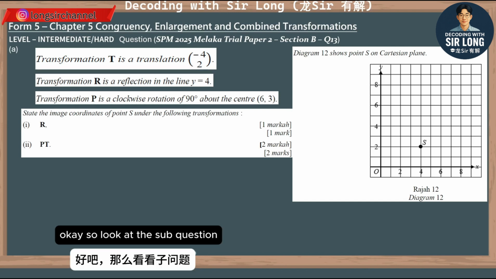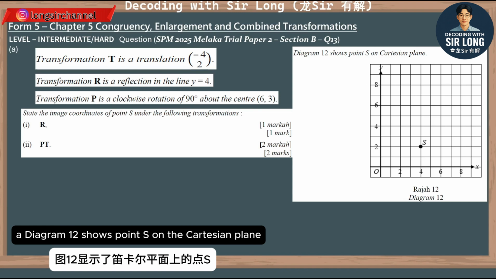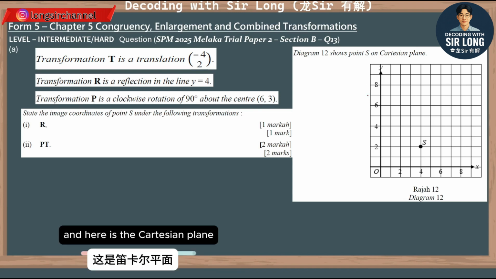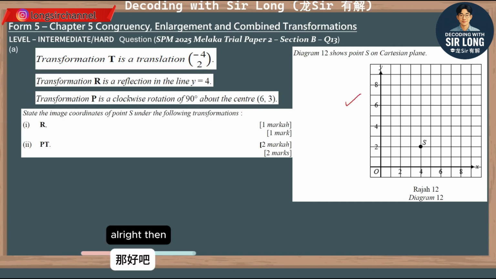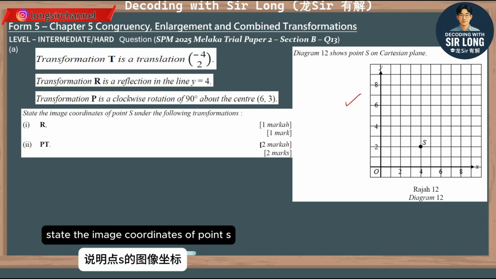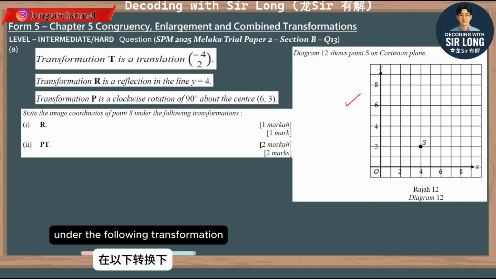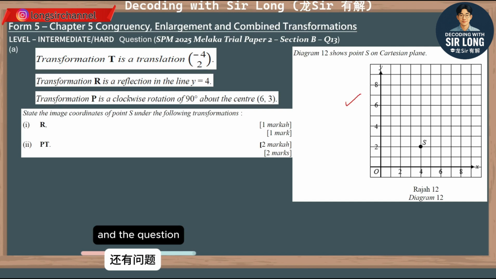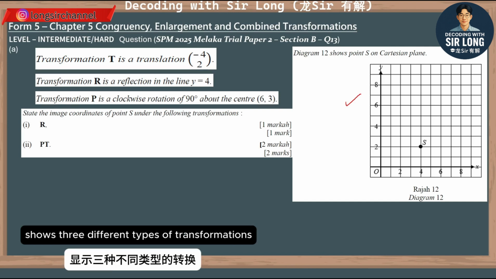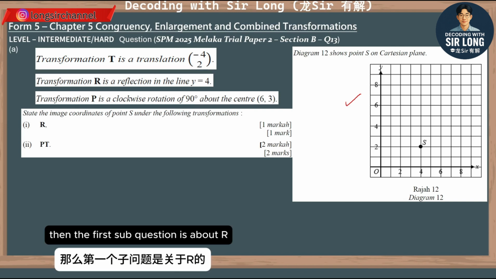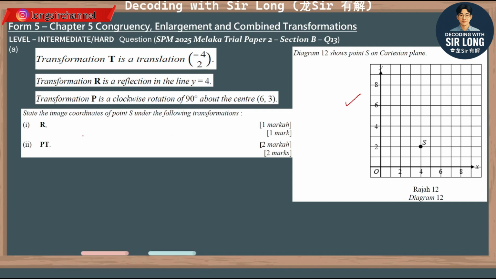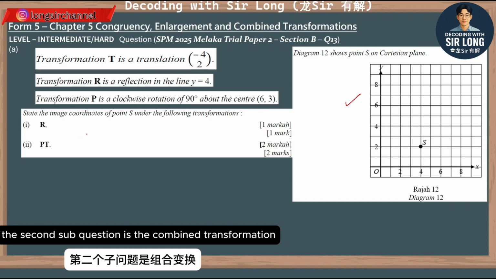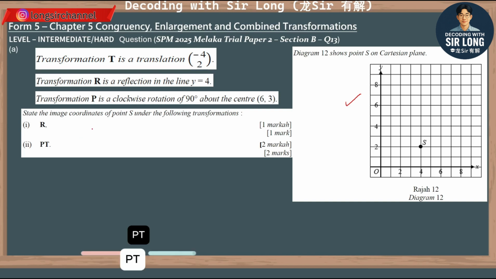Okay, so look at sub-question A. Diagram 12 shows point S on the Cartesian plane. And here's the Cartesian plane. Alright, then state the image coordinates of point S under the following transformations. And the question shows 3 different types of transformations. The first sub-question is about R. The second sub-question is the combined transformation PT.